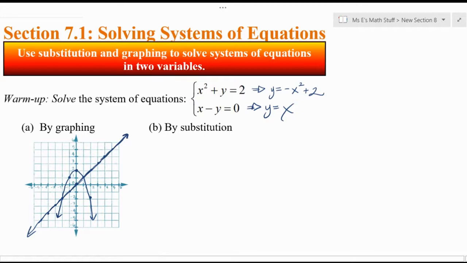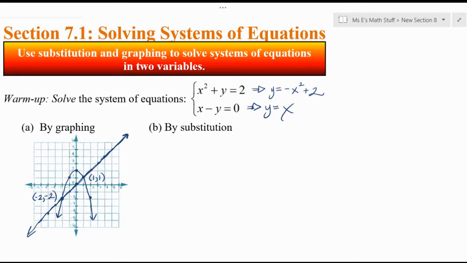Anyway, so according to the picture, it looks like we should have points that satisfy both equations, one at 1, 1, and then the second point here at negative 2, negative 2. Then you could always check and see if that's right by plugging 1 and negative 2 into both equations and seeing if it makes them true. That's kind of nice about problems like this. You can always check and make sure you're right.